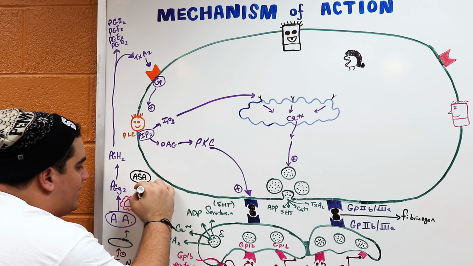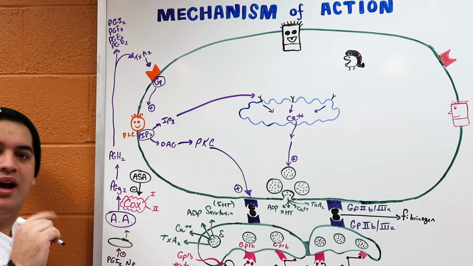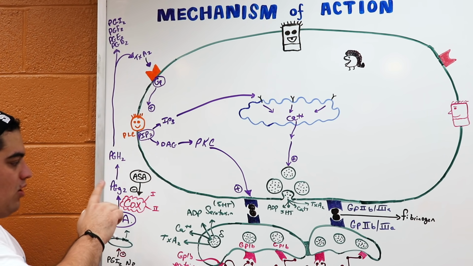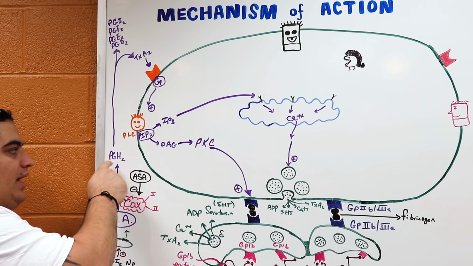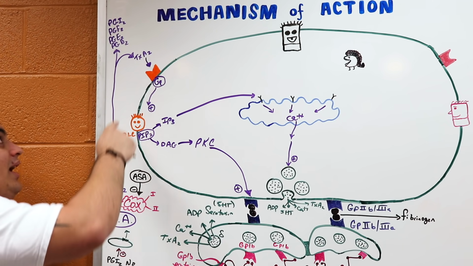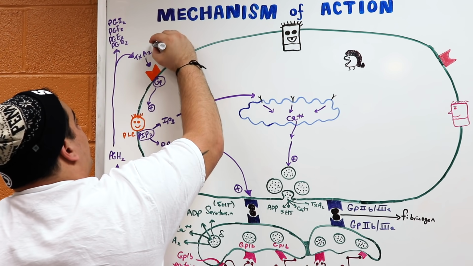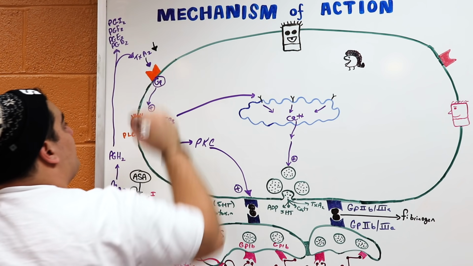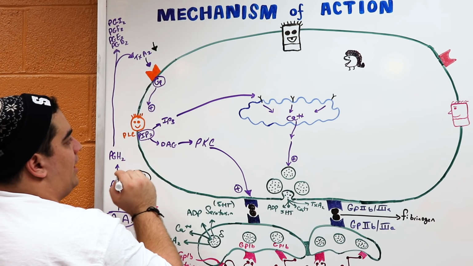And what this drug does is it irreversibly inhibits this COX enzyme. Let's follow this along. If arachidonic acid can't get broken down to PGG2, it can't get broken down to PGH2, and it can't get broken down to thromboxane A2. If there is decreased thromboxane A2, there's decreased stimulation of the phospholipase C.